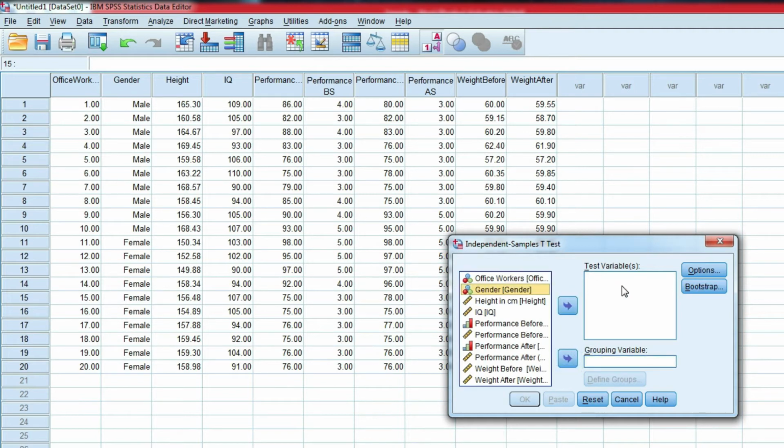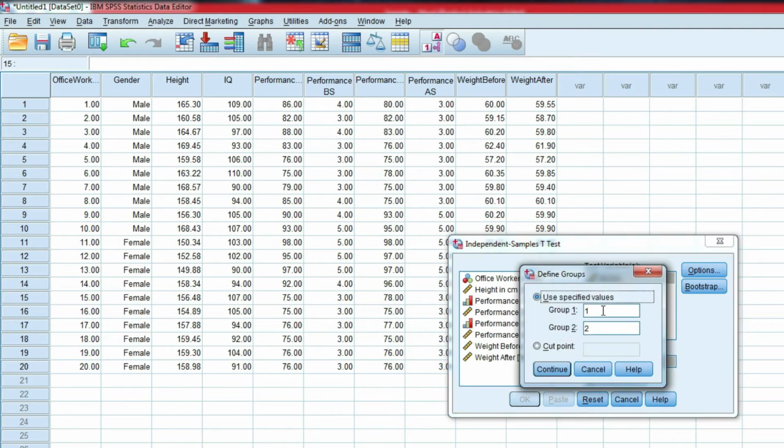Okay, so for our test variable, we are testing the IQ of the office workers, and then the grouping is the gender, since we want to know the difference between male and female when it comes to their IQ. Then, notice that you cannot click OK here because there's a question mark in there. Therefore, we have to define groups. So, we click Define Groups.